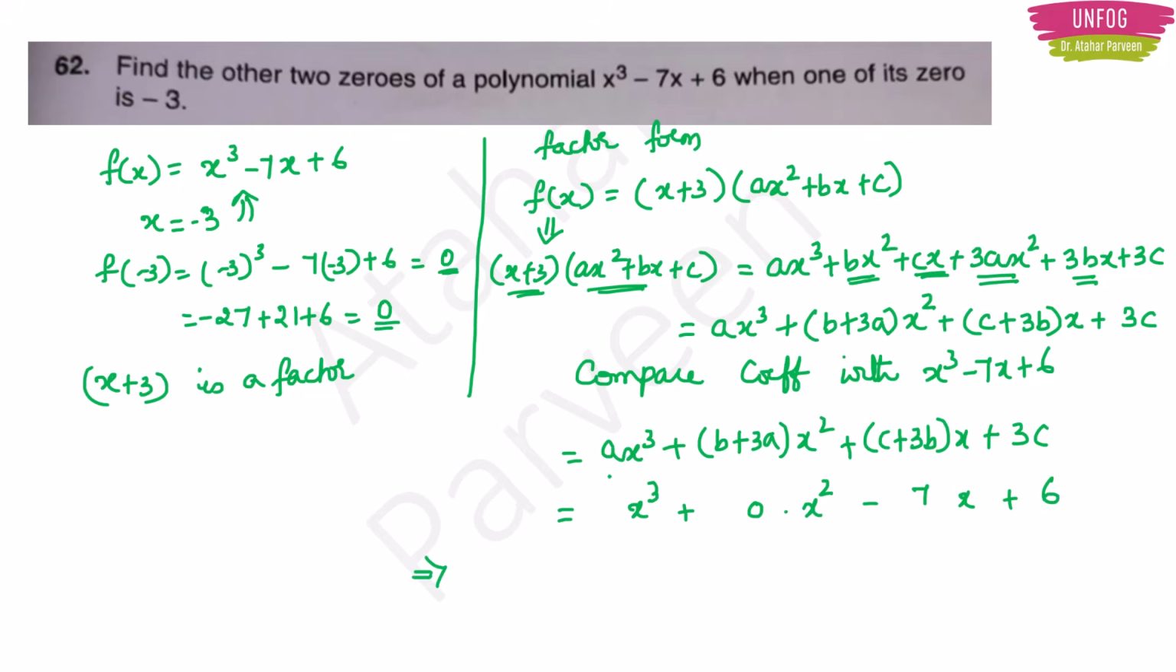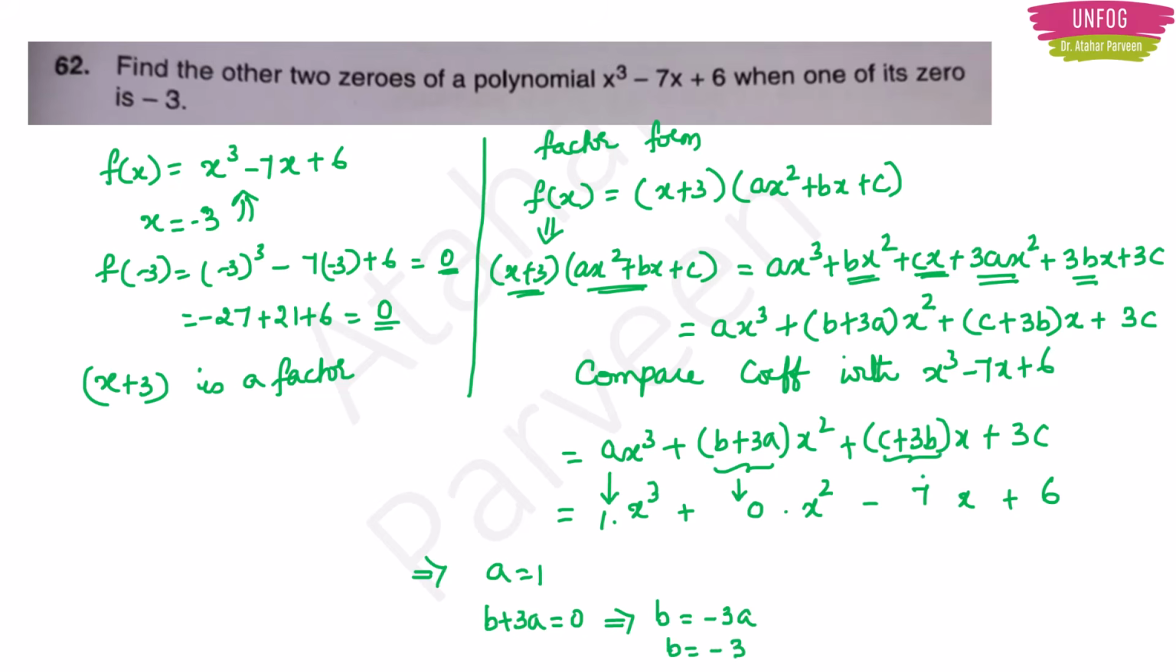This implies that a is equal to 1, right? And b plus 3a is equal to 0. With this, what will be my value of b? It will be minus 3a, right? But a is 1, so b will be equal to minus 3.